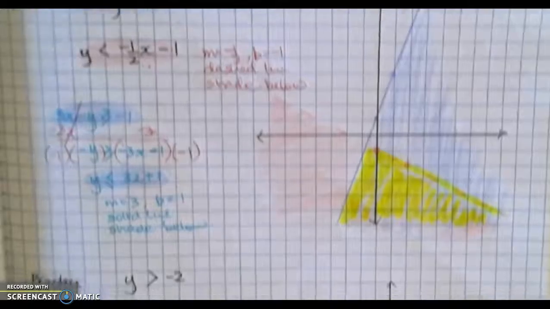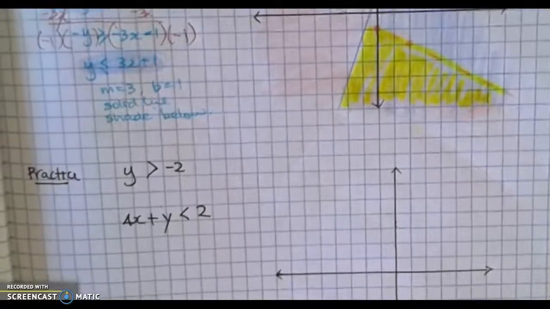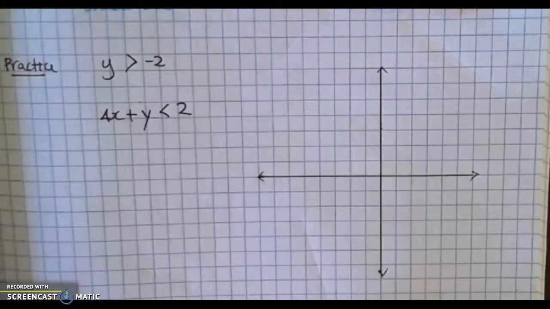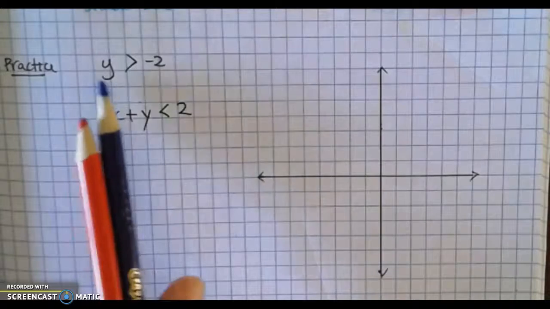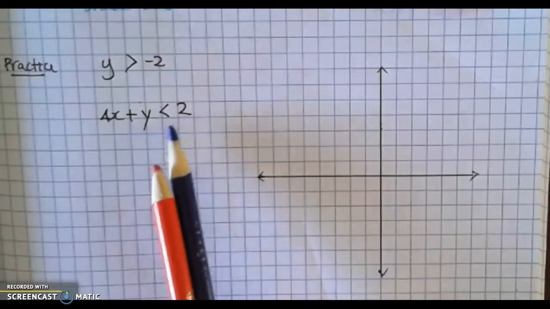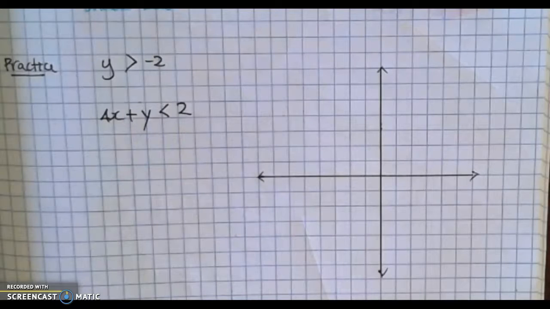Okay, so now I would like you to pause the video and try this problem on your own. You have another system: y is greater than -2 and x plus y is less than 2. From here, I would like you to solve this and graph the solution. The answer will be in a minute.